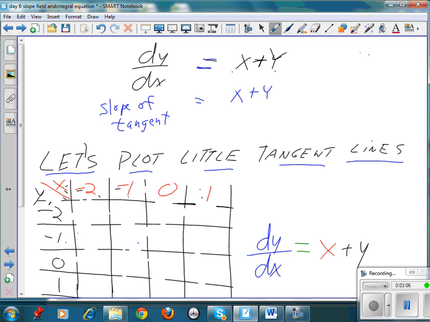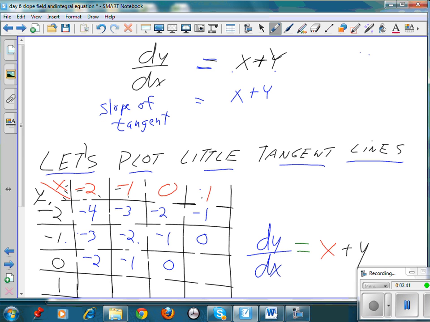Okay, so what I'm going to do is let's plot little tangent lines. I'm going to pick a grid of points. My x points are red, y points are black. When x is minus 2, y is minus 2, well, minus 2 plus minus 2 is minus 4. Minus 1 plus minus 2 is minus 3. 0 and minus 2 is minus 2, and I'm just kind of filling this thing out. Minus 2 minus 1 is minus 3. Minus 2 minus 1, 0.